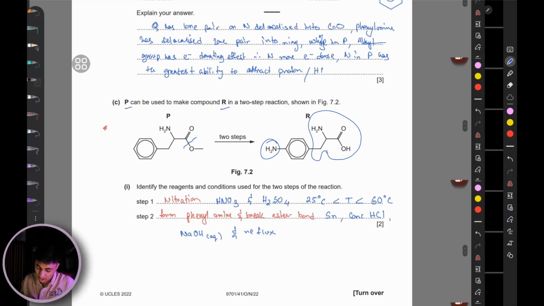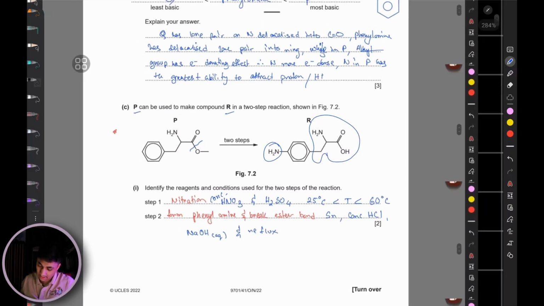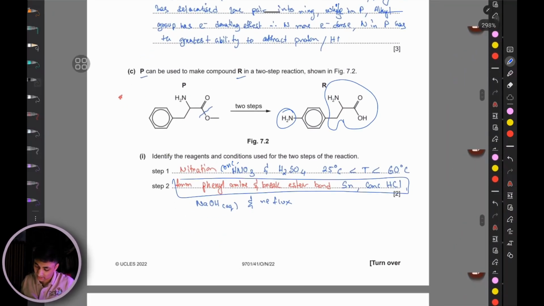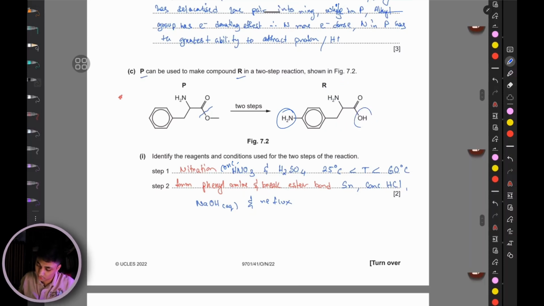You're going to nitrate, that is HNO3 concentrated, H2SO4 concentrated, temperature between 25 degrees Celsius and 60 degrees Celsius. And you're going to nitrate the structure. Now, in step 2, you're going to form phenylamine by, which ester bond? Oh, right. So the change over here is also that this ester bond has been broken. So a carboxylic group COOH has been formed over here.